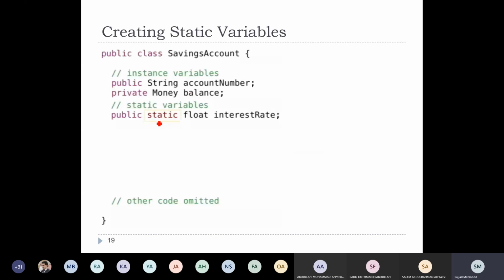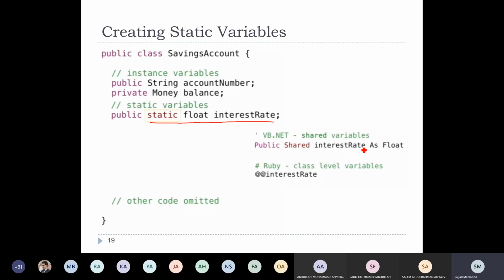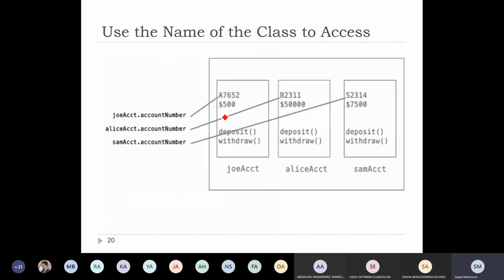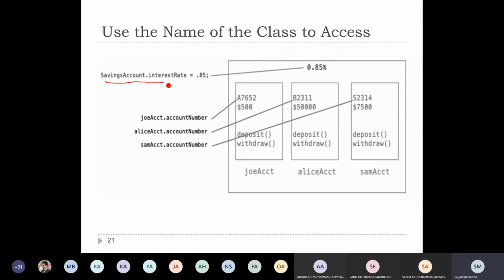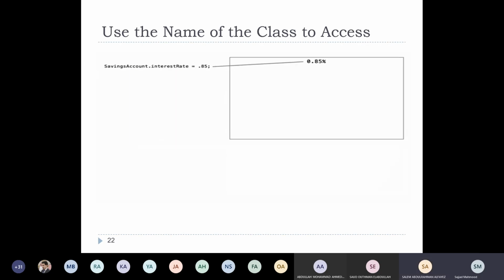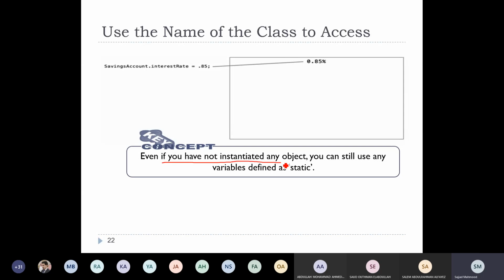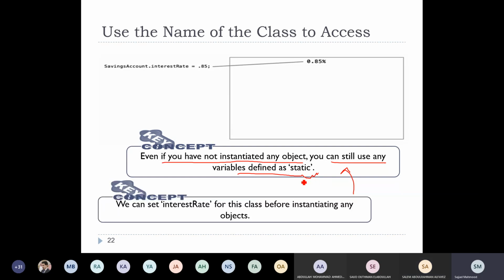This is the way you create static variables, right? I'm assuming everybody has done this. Of course, different programming languages allow you to create static variables in different ways, but in Java, that's the way you do it. What you do is use the class name to access it. You don't really need to create an object for it. You just say SavingAccount.interestRate and access it. Even if you have not initialized any object, you can still use any variable defined as static. So you can create or set interest rates without even creating objects of that specific class.